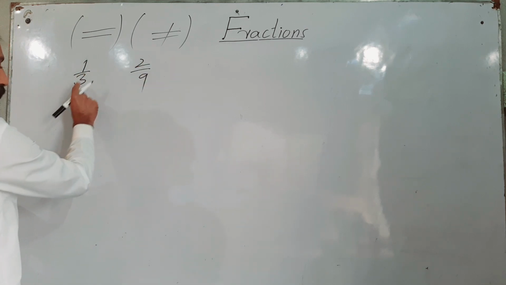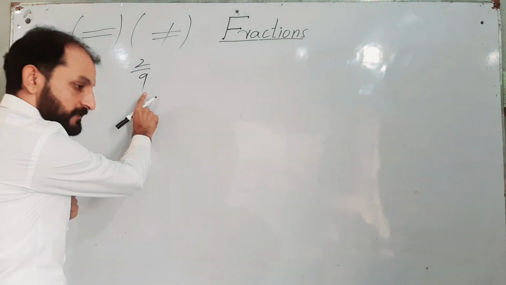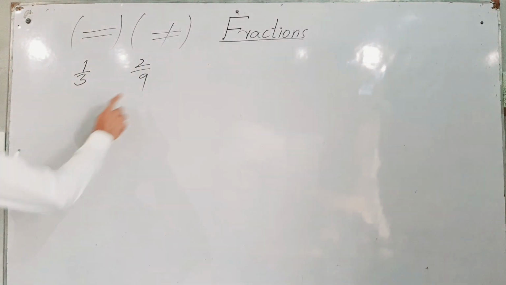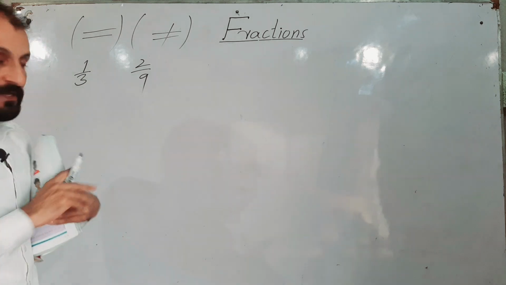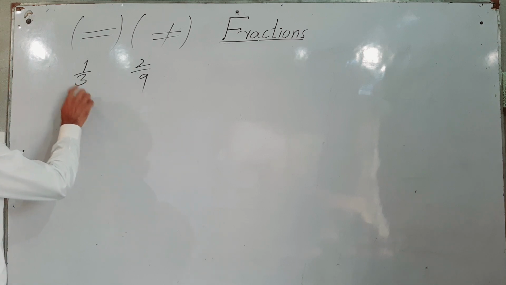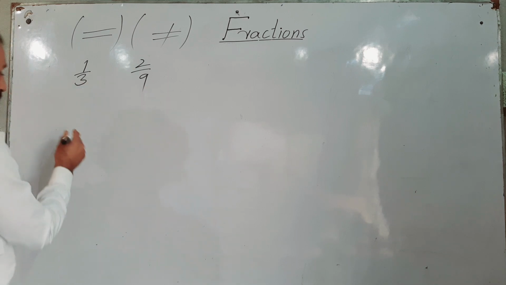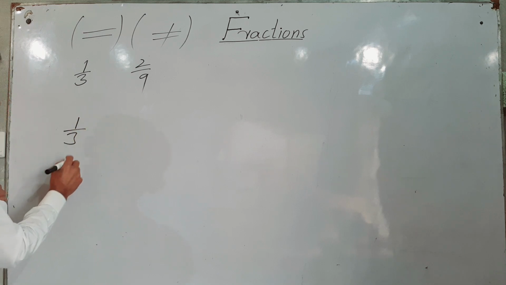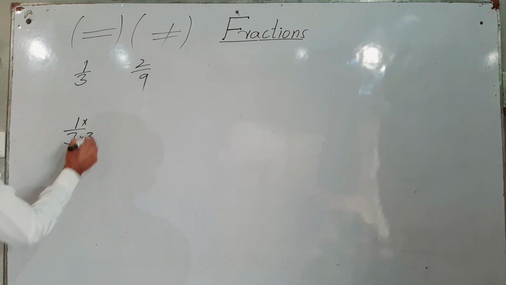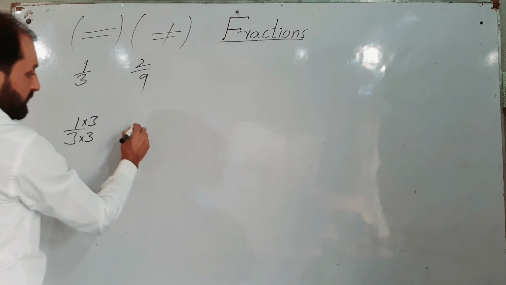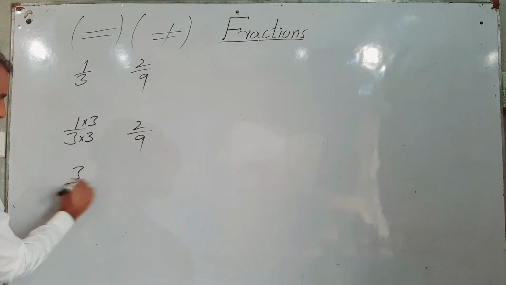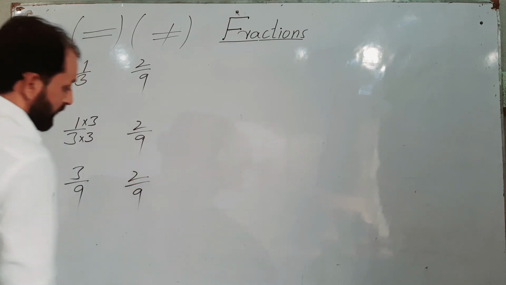As you can see, the denominator is 3 and the denominator is 9. If we want to compare 2 or more fractions, we have to make sure all the denominators are the same. It means how we can convert this 3 into 9. Very simple. We will write 1 by 3 and multiply this 3 with 3, denominator and numerator as well, and the second fraction we will write as it is. After multiplication, this becomes 3 divided by 9, 2 divided by 9.